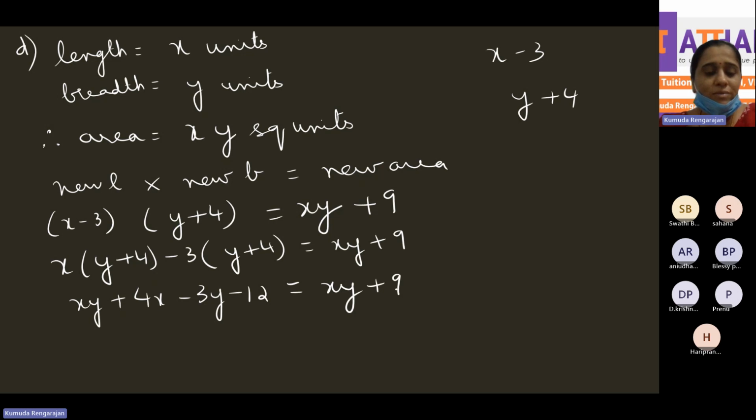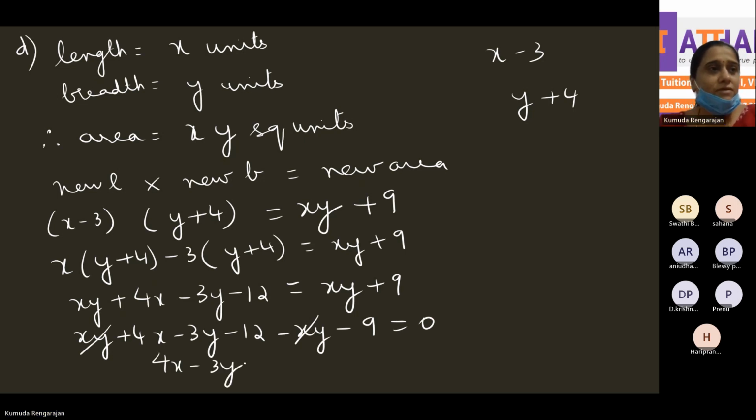XY plus 9. Now bring everybody to one side. So XY plus 4X minus 3Y minus 12 minus XY minus 9 is equal to 0. Now you can see XY gets cancelled and we have 4X minus 3Y. What's minus 12 minus 9? Minus 21 is equal to 0. All right. This is the required linear equation in 2 variables, X and Y. Write down, children. Please write down.